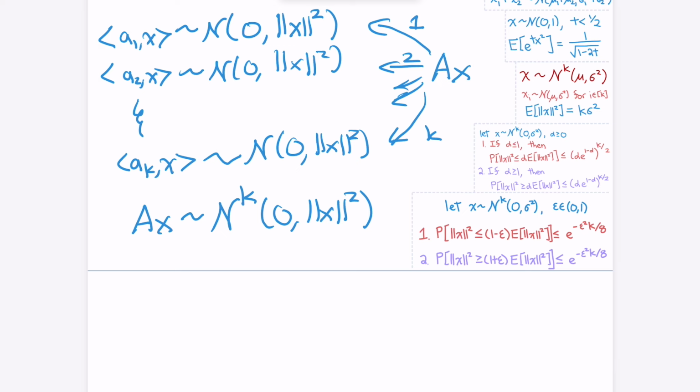What's the expected value of the norm of Ax squared? What's its expected Euclidean length squared? k times norm of x squared. Yeah, it's just going to sum them up. That was not one of the harder calculations from before. And what else do we know about the length of Ax? It's a random vector, right? What do we know about the length of Ax?